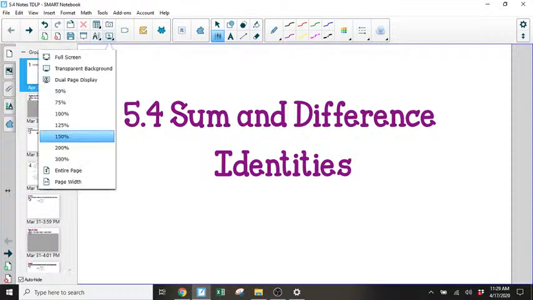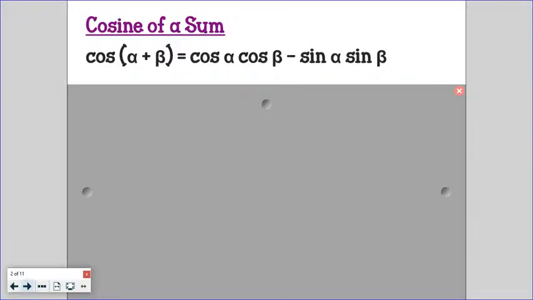Let's go ahead and get started. Our first page is the cosine of a sum. What does that mean? It means we're taking the cosine, and inside of that is something being added. That's the word sum, being added together. And what we can do is rewrite that as the cosine of the first thing times the cosine of the second thing minus, notice opposite sign here, sine of the first thing, sine of the second thing.